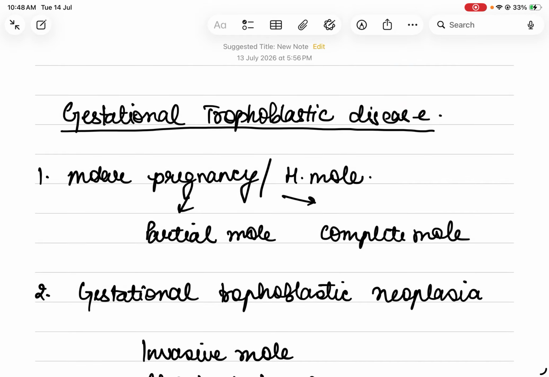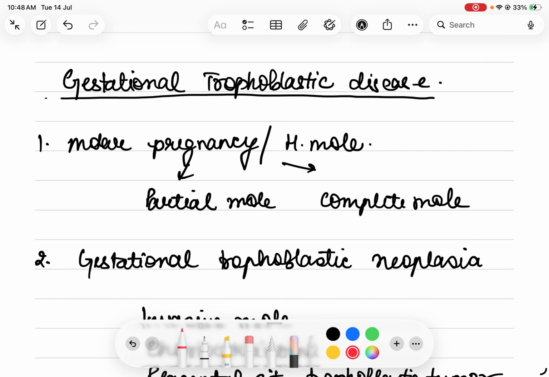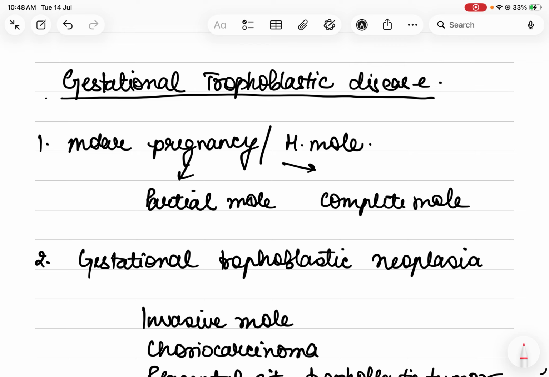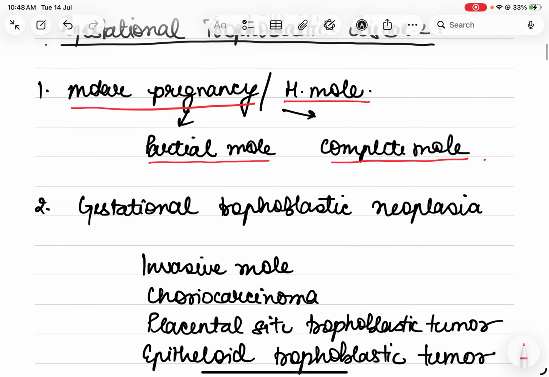So gestational trophoblastic disease, we are going to study what diseases come under it, how do we manage, what are the symptoms, how do we diagnose, and how do we approach a patient and treat the patient with GTD. So molar pregnancy could be there, or H-mole. H-mole you all have listened, partial and complete mole. We will discuss the very interesting difference between these two.